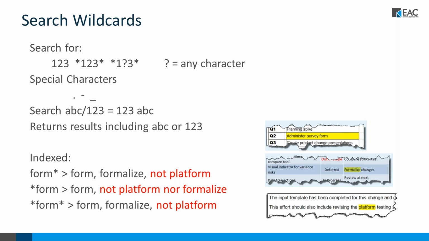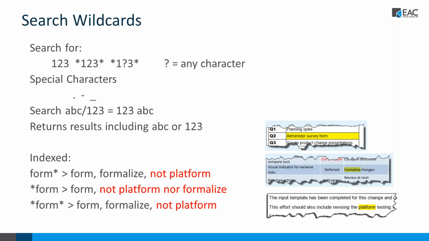So then I say, well, why don't I put an asterisk before form? Then it will look for anything before the form, but only when it's looking at name or number of the part. Any other attributes, it drops the asterisk. So then what it does is it just finds the word form. It's sort of like just doing a search for form all by itself. It doesn't find platform. It doesn't find formalize. All right, so when you put the asterisk before, it only uses that for name and number.